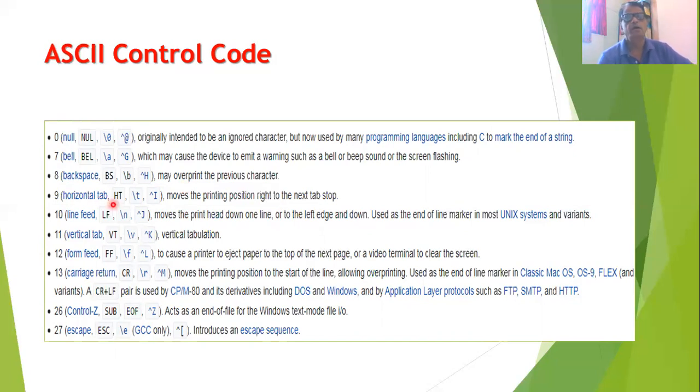Horizontal tab will move the printing position to the next tab stop. Then the line feed will move the print head down one line. Vertical tab is a vertical tabulation. Then the form feed will cause the printer to eject the paper. Carriage return will move the printing position to the start of the new line, and its decimal code is 13. Similarly, whenever we press the escape key, the decimal code in ASCII is 27.